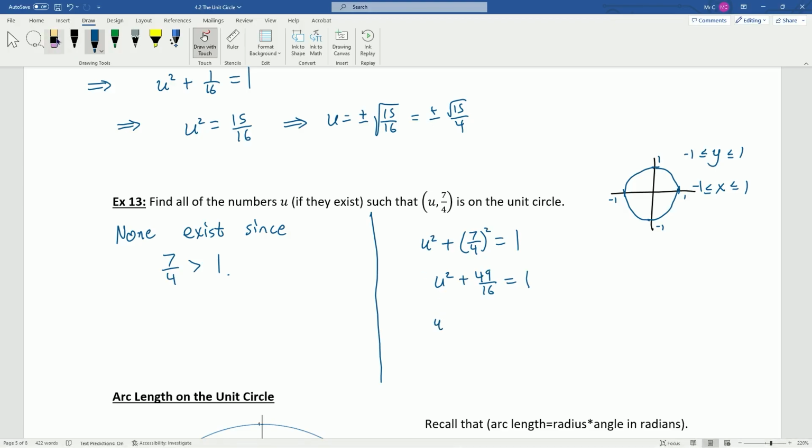So u squared equals, now 1 is 16 over 16 minus 49 over 16. So we get u squared equals a negative 33 over 16. So we would get u equals plus or minus the square root of negative 33 over 16. But we can't take the square root of a negative number, so that's not possible.